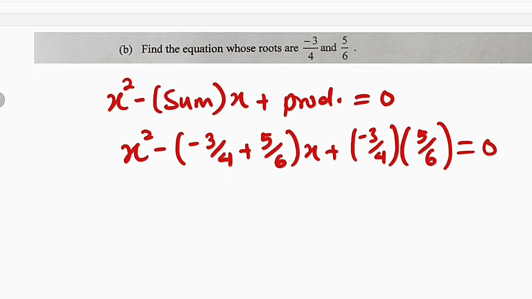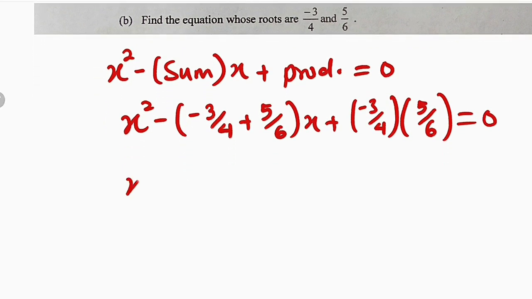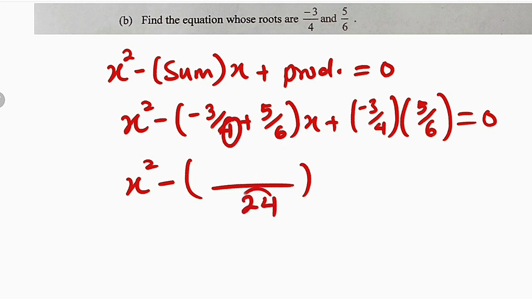All we have to do is to simplify. This is x squared minus, the LCM between these two numbers is what? This and this will give us 24, right? 24. Then 4 into 24 is 6. 6 times negative 3 is negative 18. Then plus 6 into 24 is 4. 4 times 5 is 20. So we have 20 here times x. Then this time this will give us negative 15.